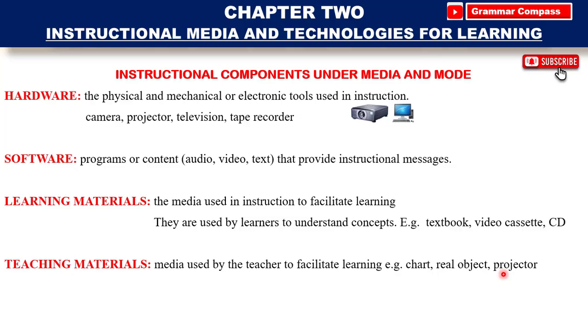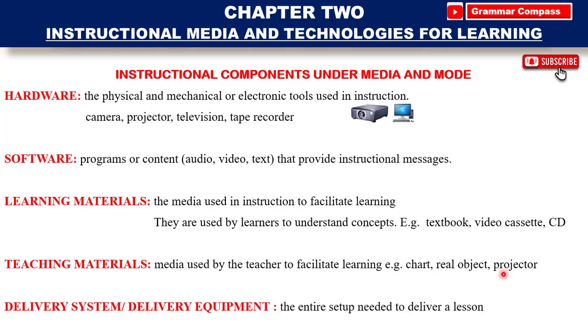The last component that we would explore in this course is the delivery system or delivery equipment. So this refers to the entire setup needed to deliver a lesson. So this includes the tools that are needed to deliver a lesson, the people that are involved in order for a lesson to be delivered, and the systems, the classroom environment that must make it possible for lessons to be delivered. That is what is referred to as delivery systems.